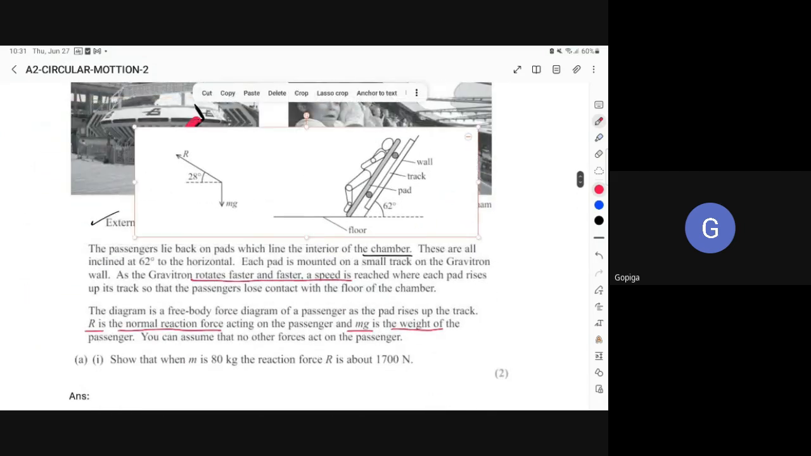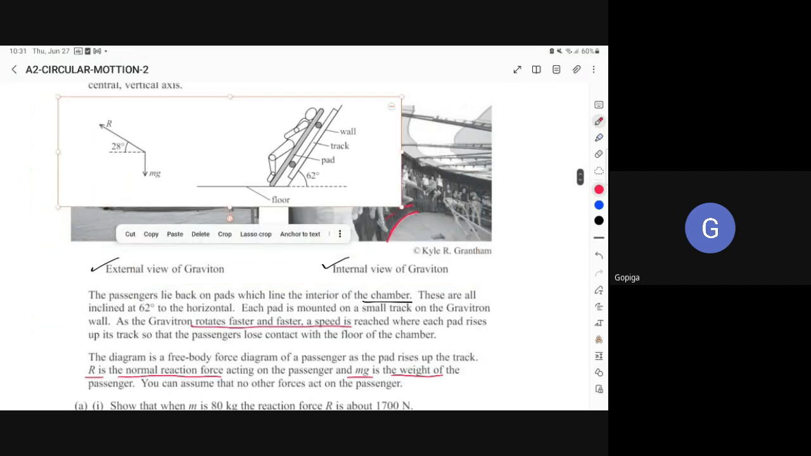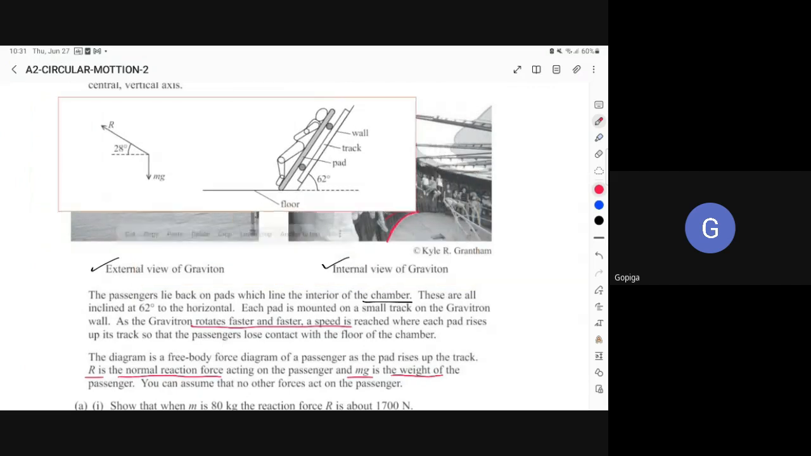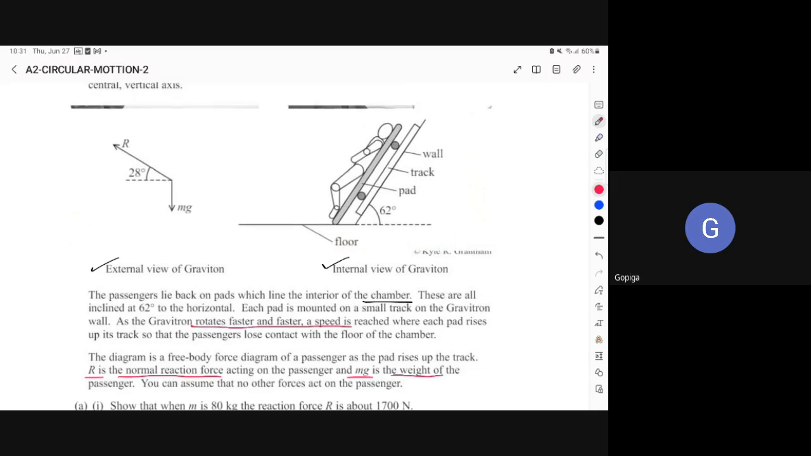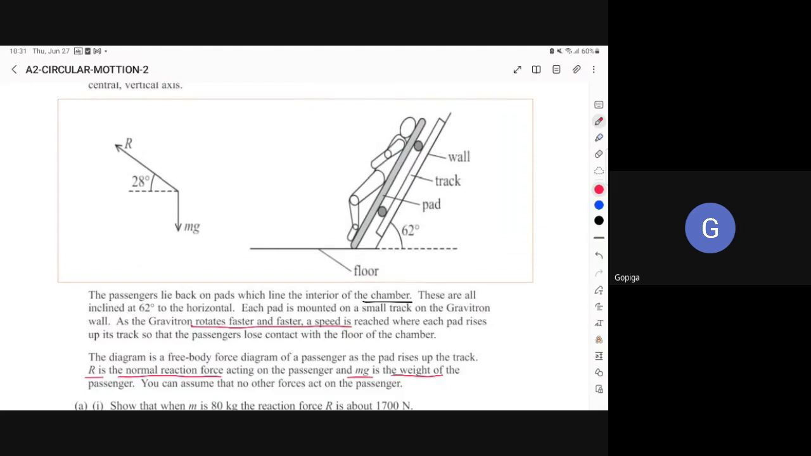This is the image. Let's just keep the image over here, okay? Because the internal and external view of the graviton is not that important. Let's just use this space for this because I do not have any space over here.